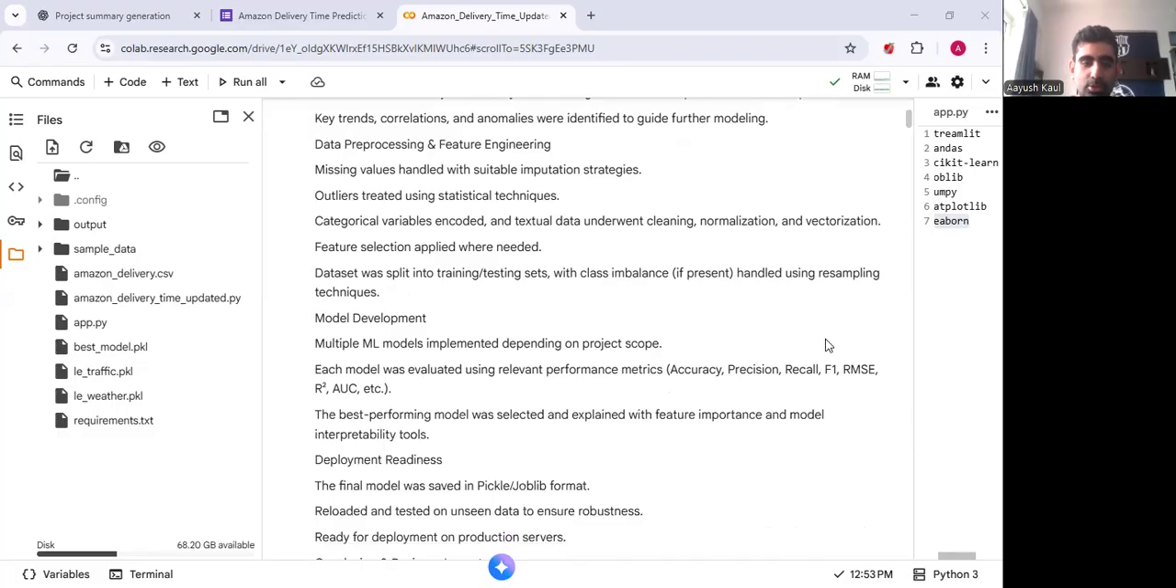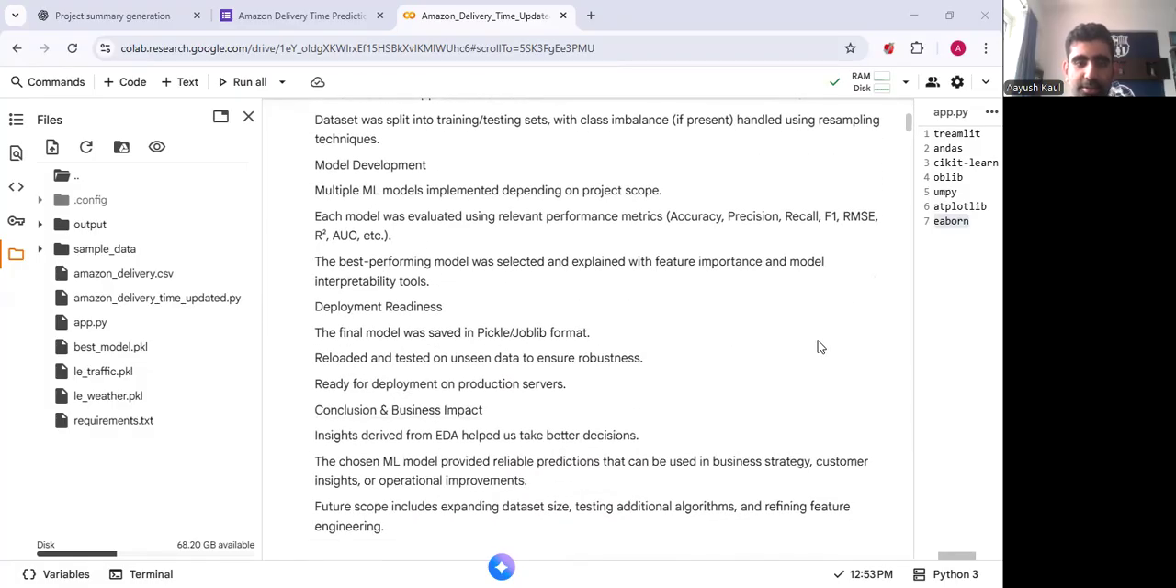After that, I developed multiple ML models using multiple different algorithms and then decided which one was the best on the basis of R2 score. After that, I saved the final model in a pickle or joblib format and then reloaded and tested it on unseen data to ensure robustness. After that, our model was ready to deploy, so I deployed it on Streamlit.